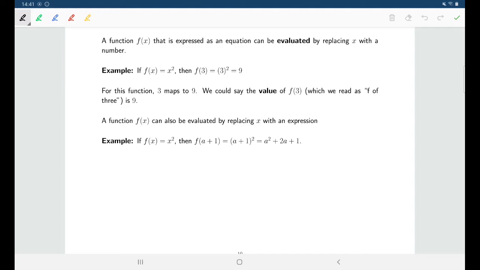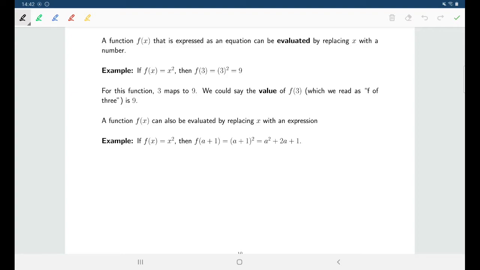Welcome back. In the next part of this lecture, we'll be talking about evaluating functions, both evaluating them numerically and also evaluating them symbolically, evaluating them with some expression involving variables. So to begin with, when we talk about evaluating a function, we're talking about taking that function and finding out what would be the corresponding y value for a particular value of x.